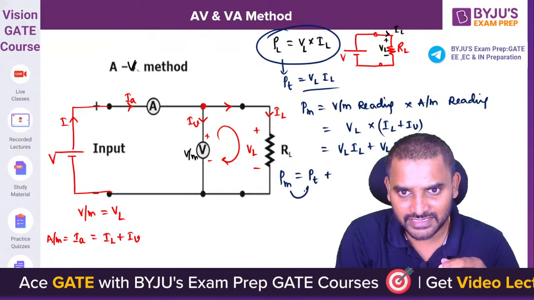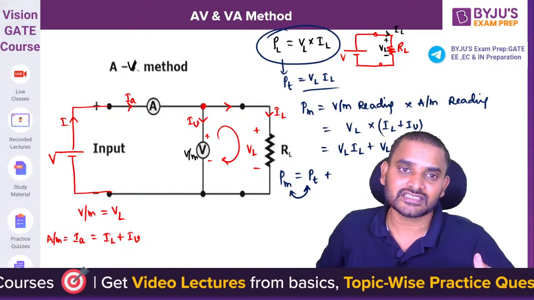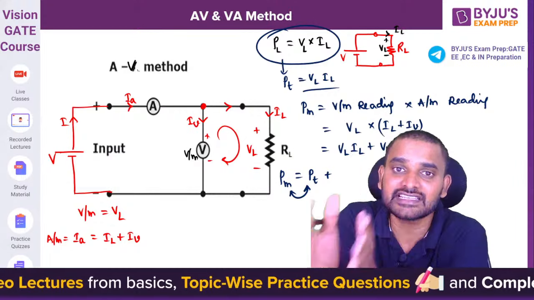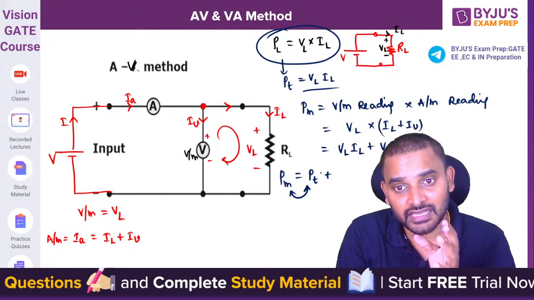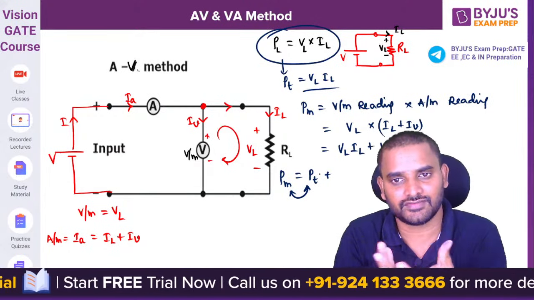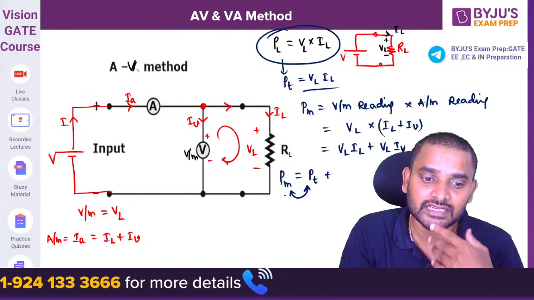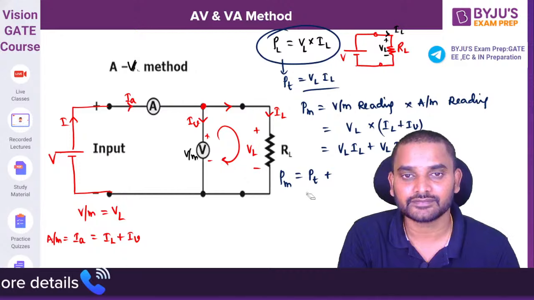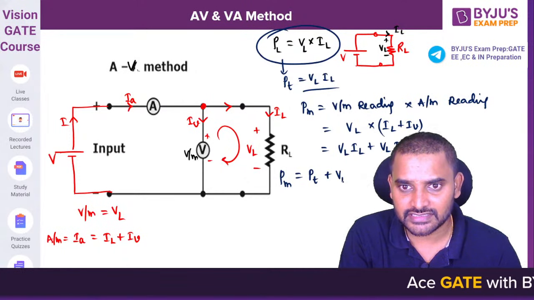I should actually get measured power equal to true power. If I am using meters, the meters have to give the exact values. But meters are not giving the exact values, but they are giving the exact value plus an extra component. That extra component, if you add it to the exact value, then the measured power will definitely be greater than true power. So VL IV I am writing like this.